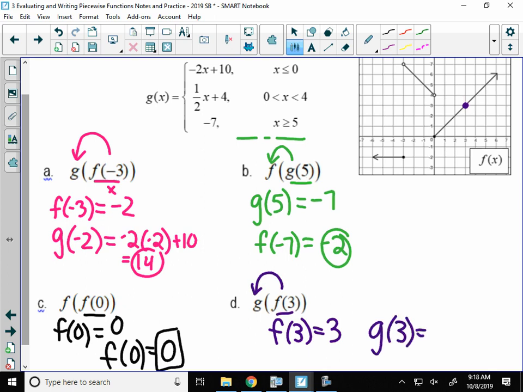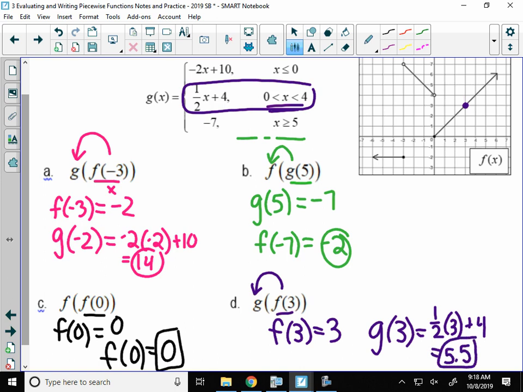So in the domain, the 3 falls into this middle domain here. It's between 0 and 4. So I'm going to put 3 in for x. I have 1/2 times 3 plus 4. That's 1.5 plus 4, which is 5.5.